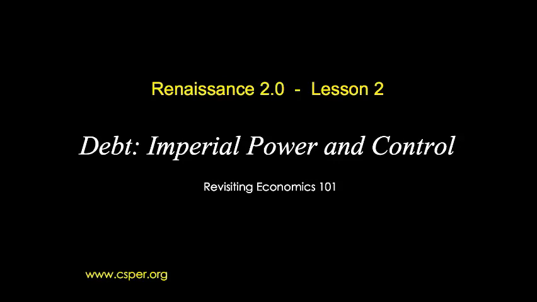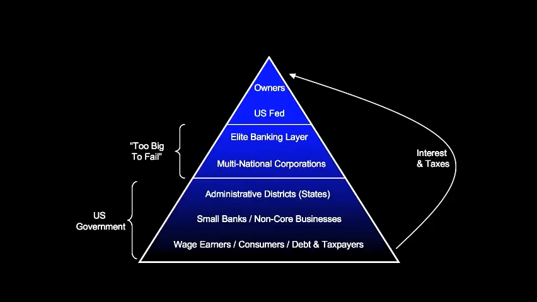We learned in the first lesson that we live in an empire based on debt. So now we need to explore how debt exerts power and control. This will challenge many preconceived notions of Economics 101. I think most of what we think about economics is completely wrong. In this lesson, we'll reveal how the notion of a free market is an illusion.